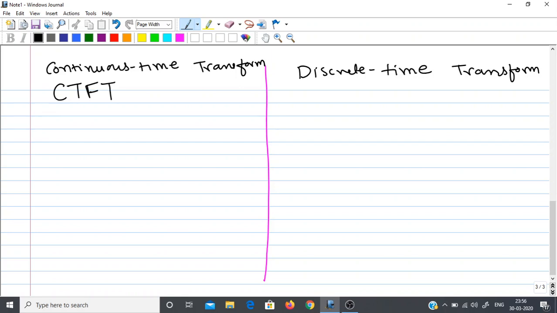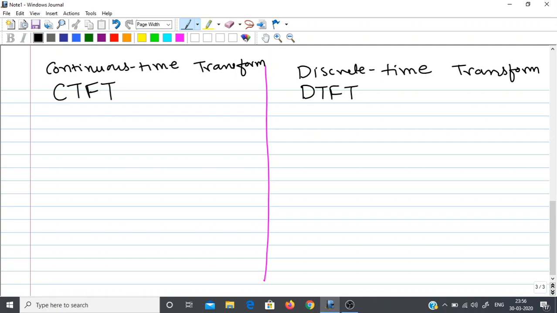Now, is there any corresponding transform for discrete time signals? Yes, there is. And this transform is called discrete time Fourier transform. In discrete time Fourier transform, again, the basis is sinusoids. So what is the difference? In the continuous time case, the basis are sinusoidal functions, whereas in the case of DTFT, the basis are sinusoidal sequences, not sinusoidal functions.